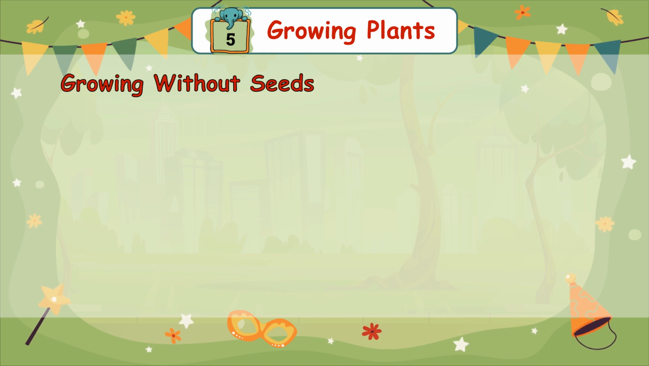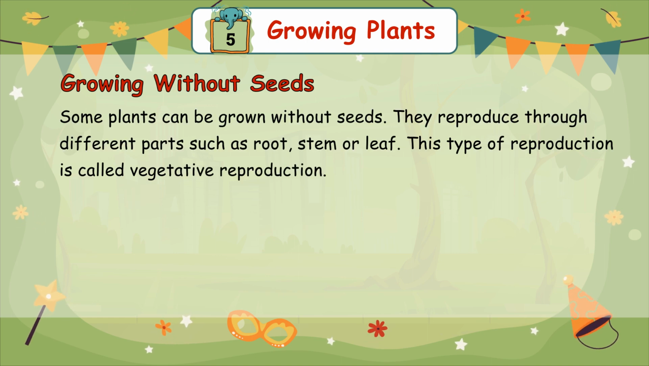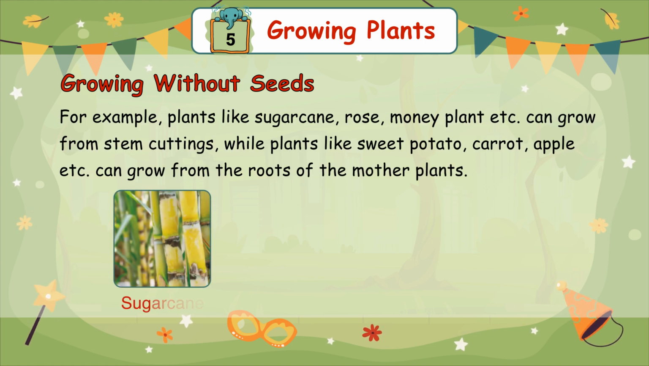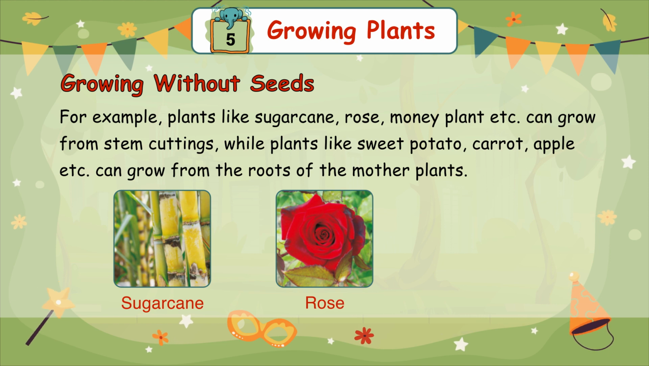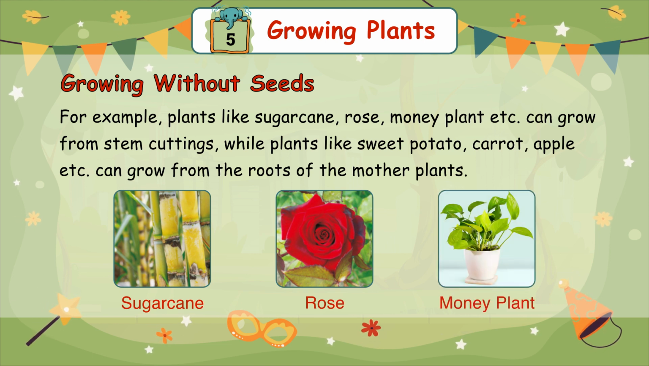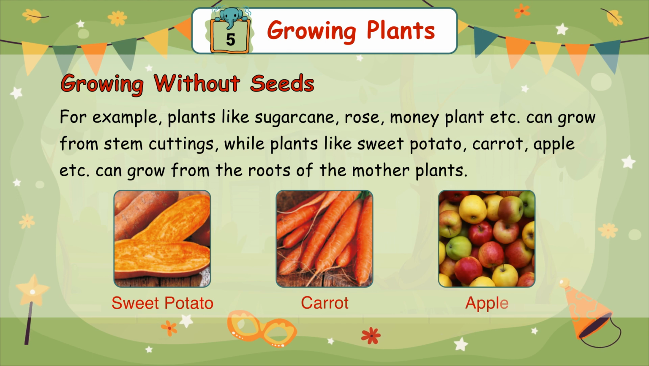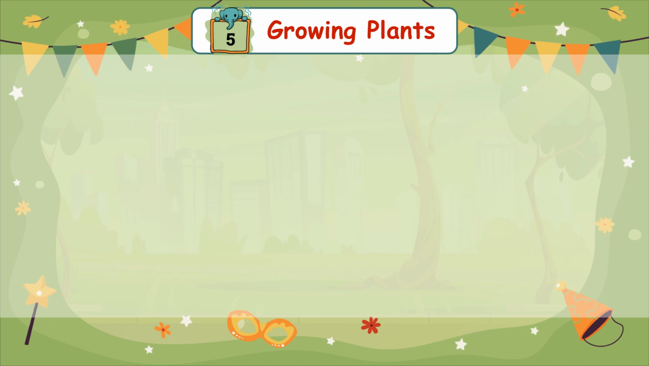Growing without seeds. Some plants can be grown without seeds. They reproduce through different parts such as root, stem, or leaf. This type of reproduction is called vegetative reproduction. For example, plants like sugarcane, rose, money plant, etc. can grow from stem cuttings, while plants like sweet potato, carrot, apple, etc. can grow from the roots of the mother plants.